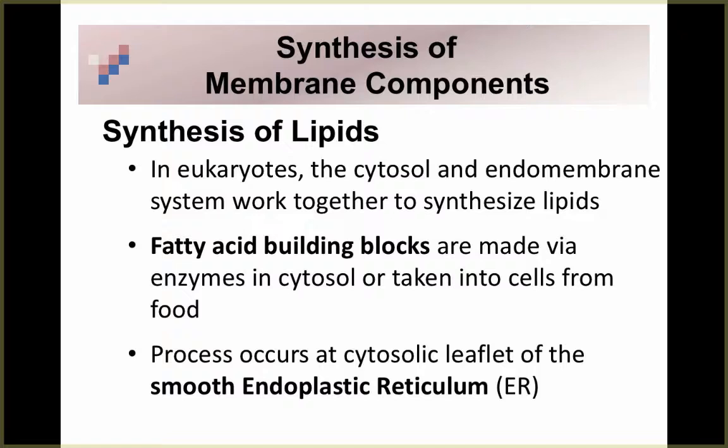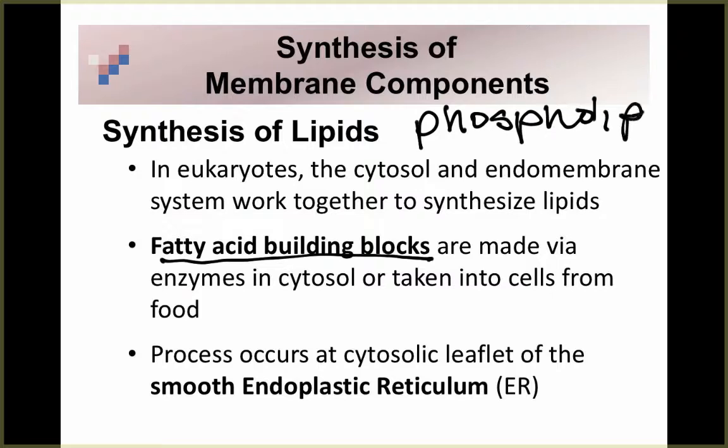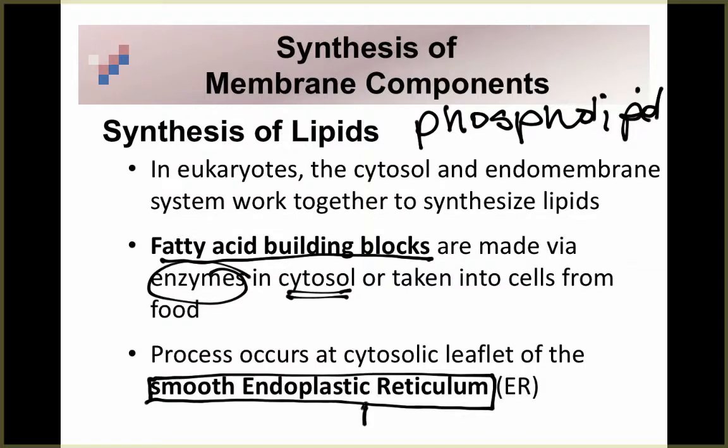So what this means is that the fatty acid tails of the phospholipid, because this is what we're talking about here, phospholipids, which are the main component of the plasma membrane, are made by enzymes in the cytoplasm, and they're taken into cells from food. That's where we make the building blocks. The actual part of putting them all together is the rough ER. Essentially, everything in the cytosolic leaflet of the plasma membrane is processed or made by the smooth ER. We talked about rough ER, but just replace that, and then we're talking about the smooth ER.